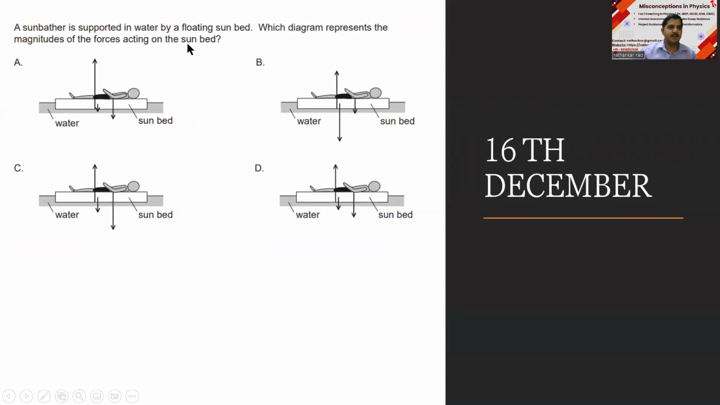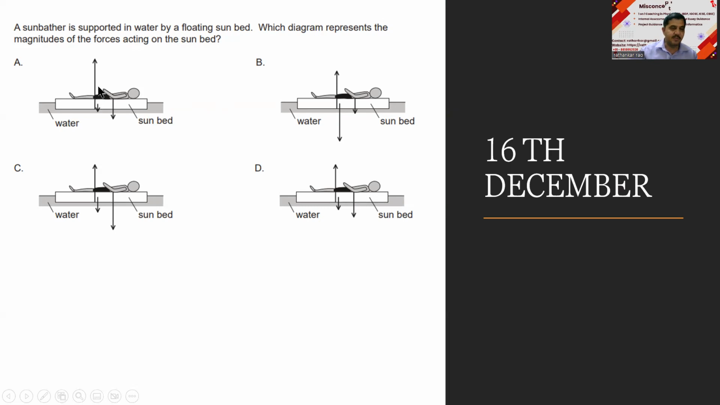A sunbather is supported in water by a floating sunbed. Which diagram represents the magnitudes of the forces acting on the sunbed? Now, this is a sunbed. He is floating in water. What is he asking here? Which diagram represents the magnitudes of the forces acting on the sunbed?